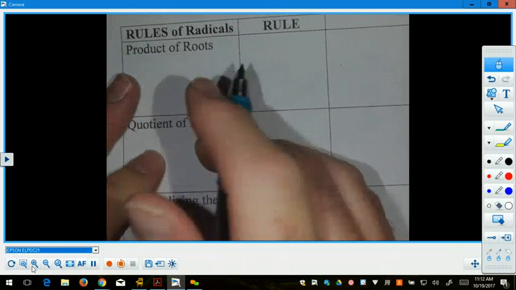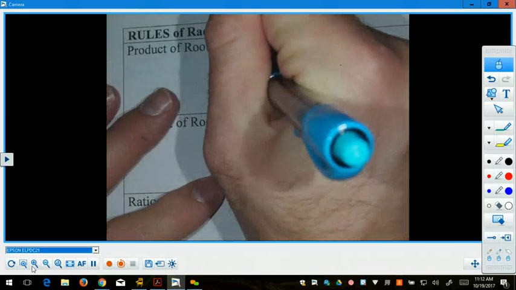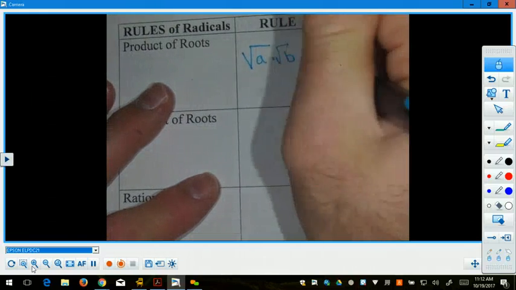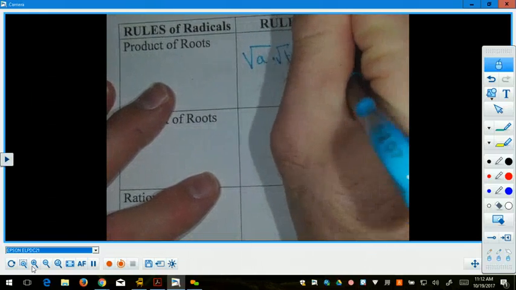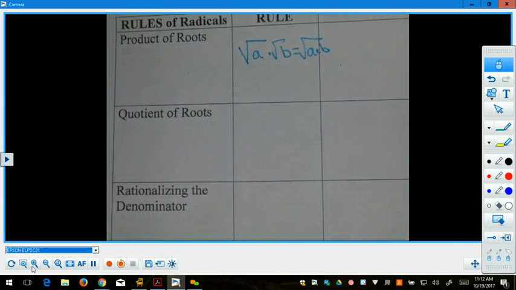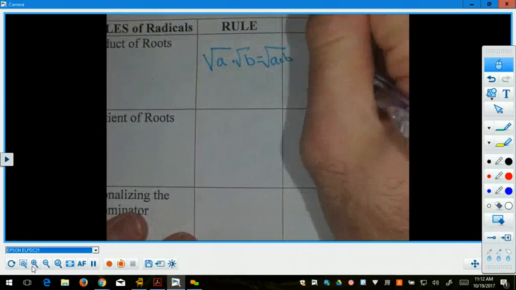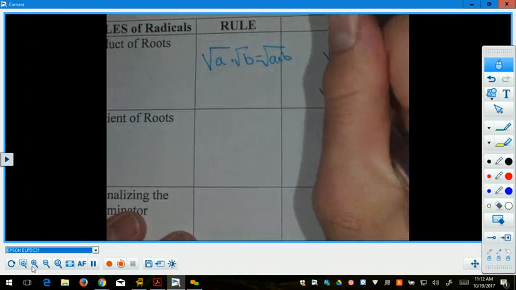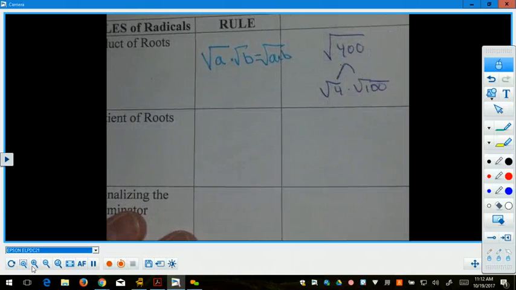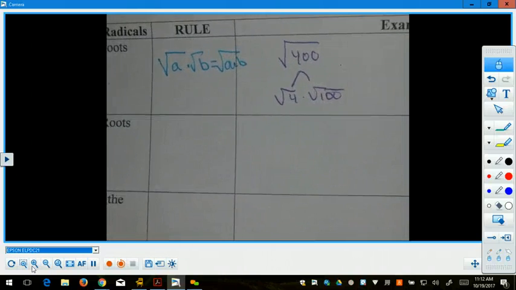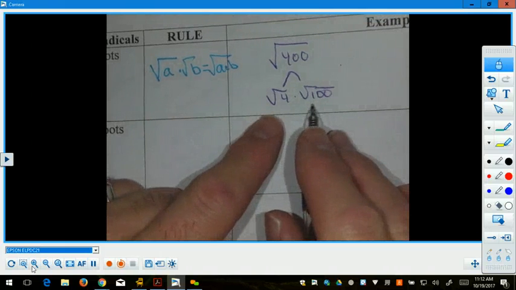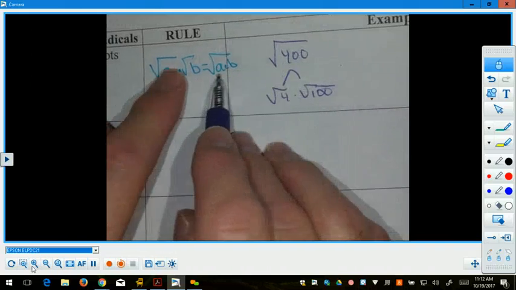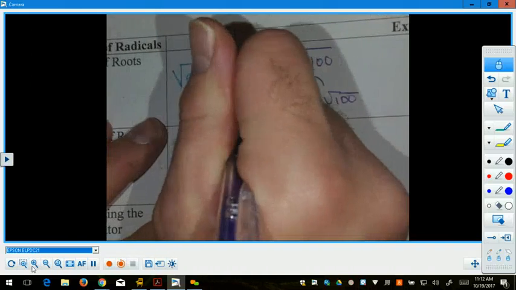Product of roots. We've already done this, except we did it in reverse. The square root of A times the square root of B equals the square root of A times B. We said the square root of 400 was the square root of 4 times the square root of 100, right? That's what we had done when we simplified that one problem. We started with a number and we split it into two. This rule works two ways.